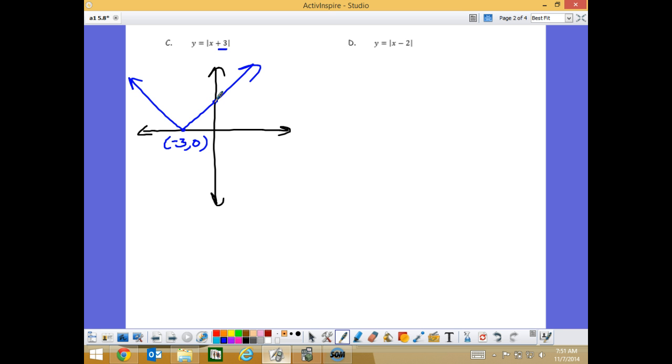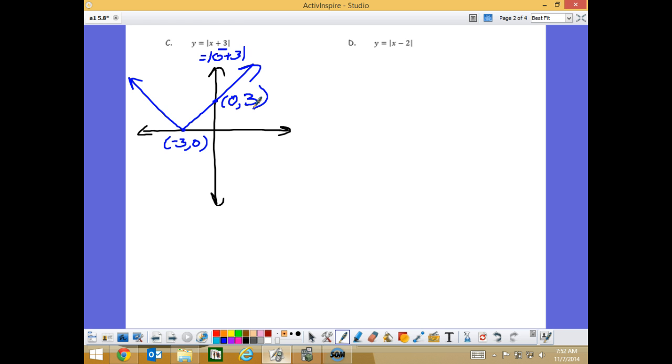And now we have a different y-intercept to find. Okay? And to find that y-intercept again, remember to find an x-intercept, you plug 0 in for y. To find the y-intercept, you plug 0 in for x. So in this case, plugging 0 in for x, we've got the absolute value of 0 plus 3, and then we just do the arithmetic. 0 plus 3 is 3. The absolute value of that is 3. So the y-intercept is the point 0, 3.